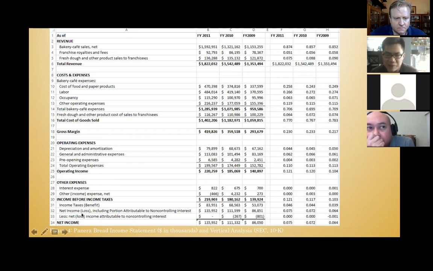So from these examples, you can conclude that vertical analysis is a pretty helpful tool to interpret data in a slightly different way than just purely using cash flows. So that's it for me for vertical analysis.